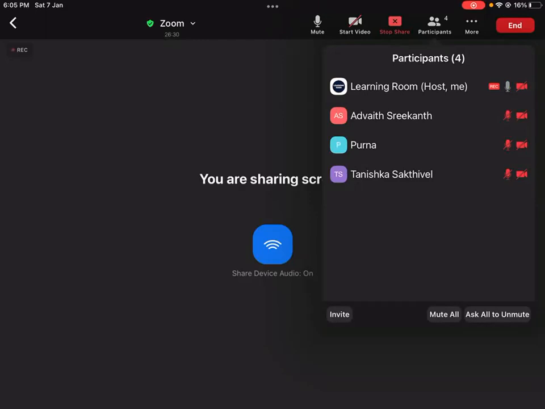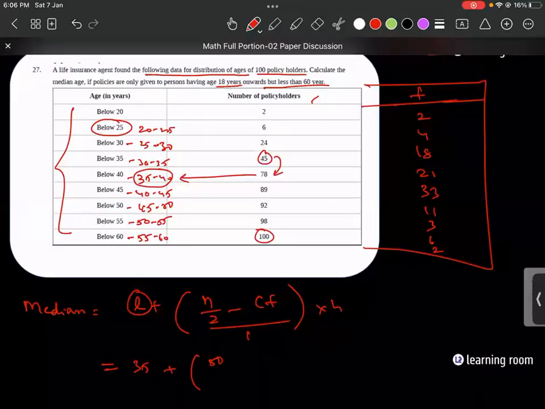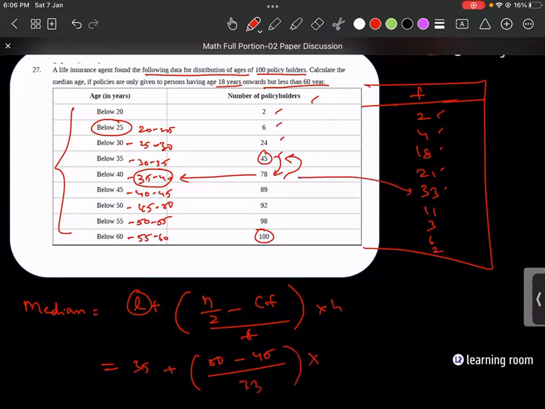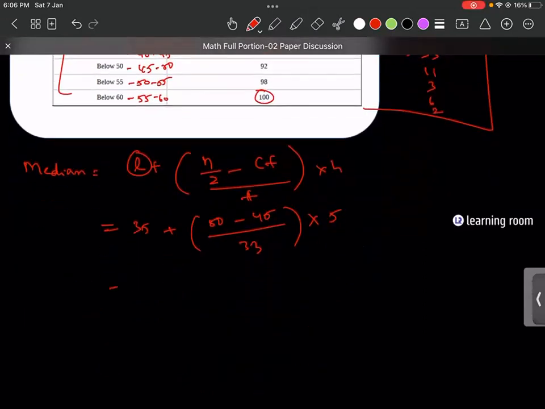So n by 2 is 50 minus. What should I take the cumulative frequency as? Cumulative frequency will be that of the preceding, the previous class. That is 45, divided by the frequency of the median class, 33, into class interval 5. Right. So you know the answer.